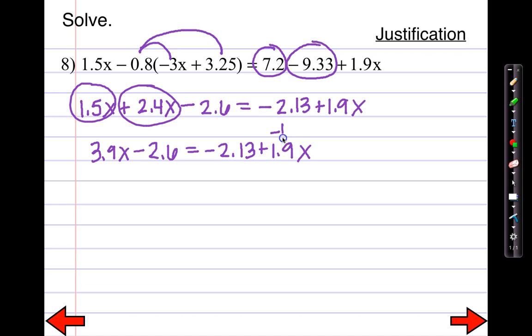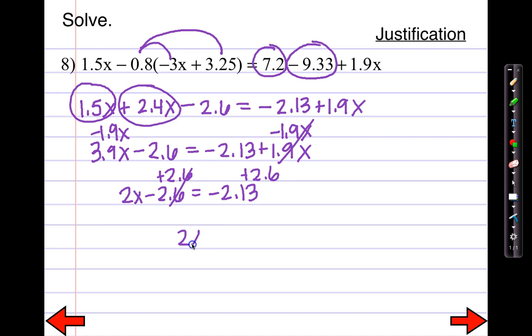So here, let's isolate our variable to one side by subtracting 1 and 9/10 from both sides, leaving me with 2x minus 2 6/10 equals negative 2 13/100. Now, to isolate this variable, I'm going to get rid of this minus 2 6/10, so I'm going to go ahead and add 2 6/10 to both sides, leaving me with 2x equals, here there's more positives. How many more positives are there? Well, there's 4,700 more positives.